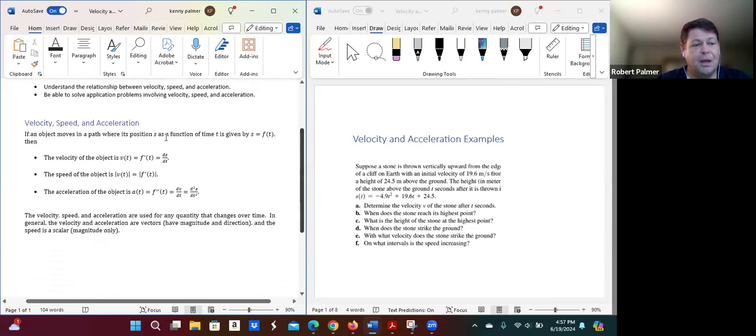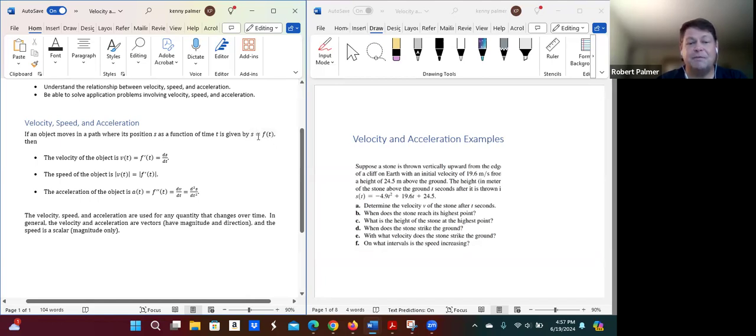First off, let's talk about these three: velocity, speed, and acceleration. If an object is moving along a path, it doesn't have to be a straight line, it could be a curved path, we call the position s. It could be in feet, meters, whatever, given as a function of time, and time can be in seconds, minutes, hours, whatever as well. It's a function of time only: s equals f of t.